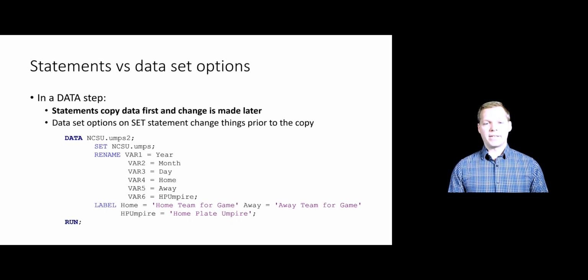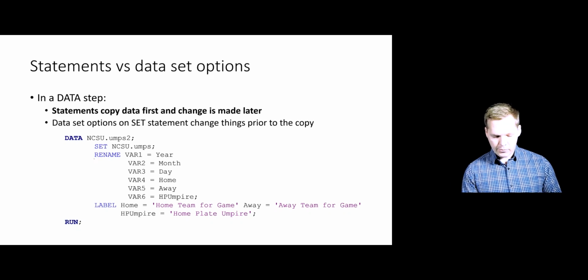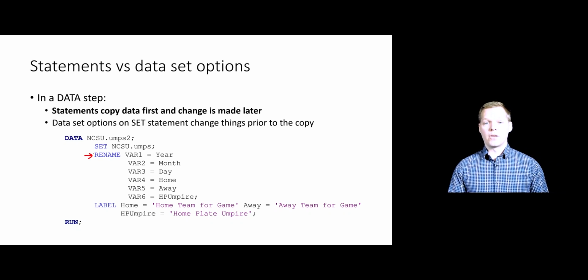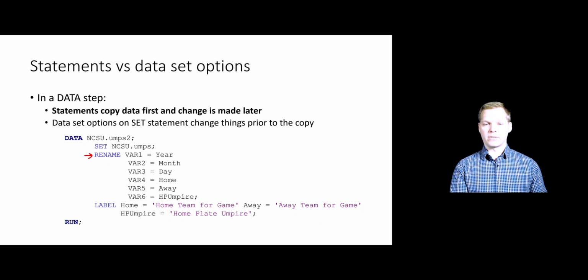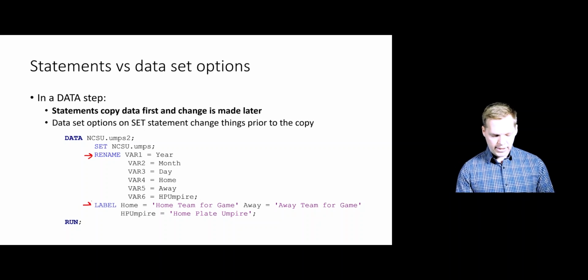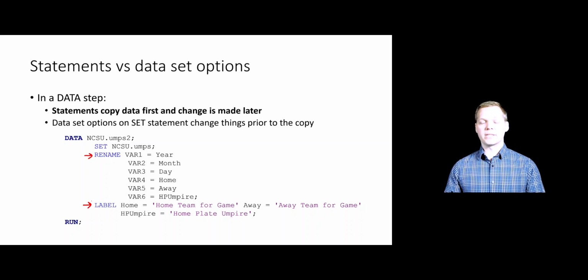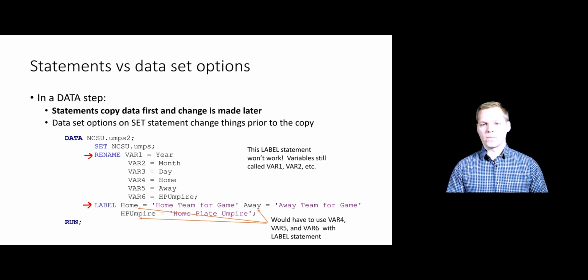So if we look at this code down here, we are using a rename statement. Any of the actions that we do with this rename statement are going to occur after we've copied the dataset over. We're using a label statement. Again, the actions we're going to do with this occur after we've copied the dataset over. And you might notice that something here might not work quite right.